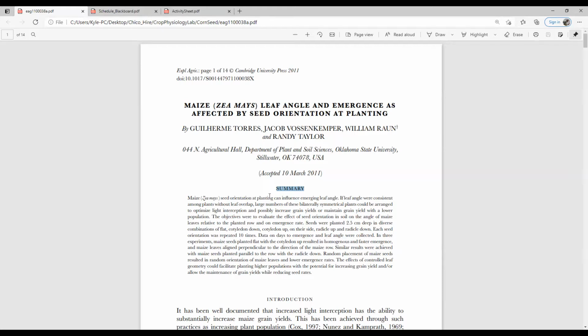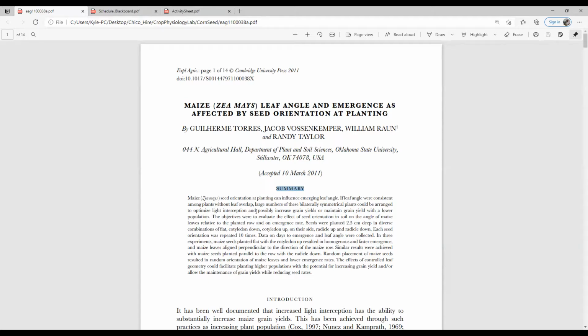If leaf angle were consistent among plants in a field, say a row of corn, without leaf overlap, large numbers of these bilaterally symmetrical plants could be arranged to optimize light interception and possibly increase grain yields or maintain yields with lower populations, right? A lot of what we've seen with corn over the past 50 years or so has been increasing seeding rates, reducing corn row spacings, right? Having greater numbers of seed put down per unit area, from say 50,000 to 100,000 seeds per acre, right?